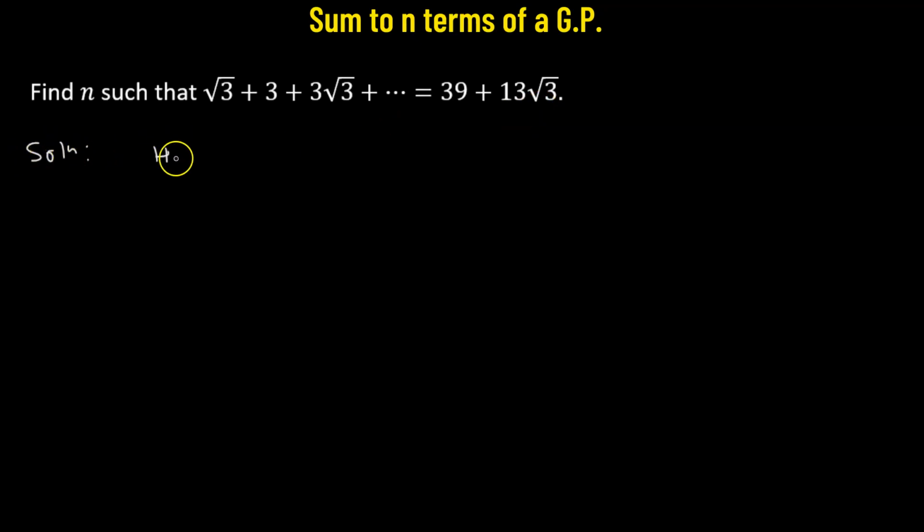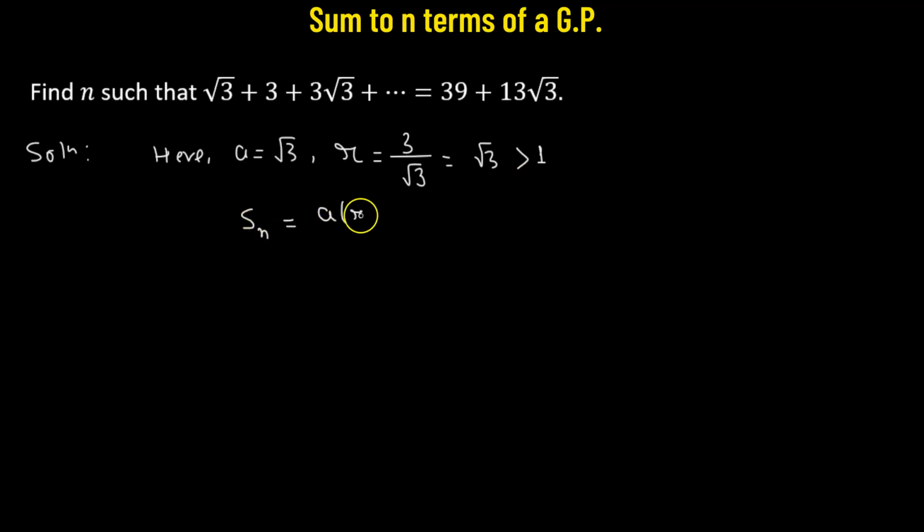That's because here the first term a is square root of 3. The common ratio r will be the second term 3 divided by the first term, so 3 divided by square root of 3, which simply equals square root of 3. So this is a value which is greater than 1, so that means the sum up to n terms will be given by a times r raised to the power of n minus 1, divided by r minus 1.